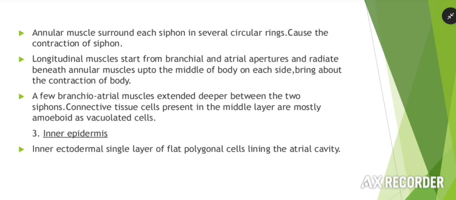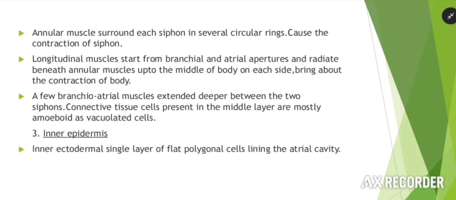Connective tissue cells present in the middle layer are mostly amoeboid or vacuolated cells. Okay, so middle layer में ये जो कनेक्टिव टिश्यू के सेल्स होते हैं they are mostly amoeboid or vacuolated cells. तो ये हो गया ब्रैंकियोएट्रियल मसल्स होती हैं लॉन्गिट्यूडनल मसल्स के बाद. सो पहली थी एन्युलर मसल, फिर आई लॉन्गिट्यूडनल मसल्स और फिर आई ब्रैंकियोएट्रियल मसल्स which extend deeper between the two siphons. अब लास्ट है इनर एपिडर्मिस.